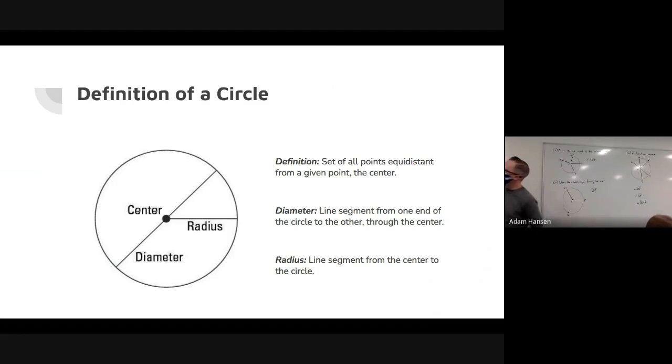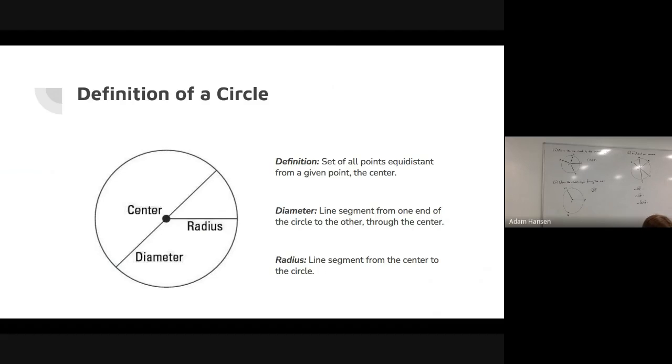And no matter where on the circle you're talking about, isn't the radius always the same? This distance from the center to this point on the circle is the same as from the center to this point on the circle. Any radius of the same circle is always the same. Radius is the distance from any point on the circle back to the center.